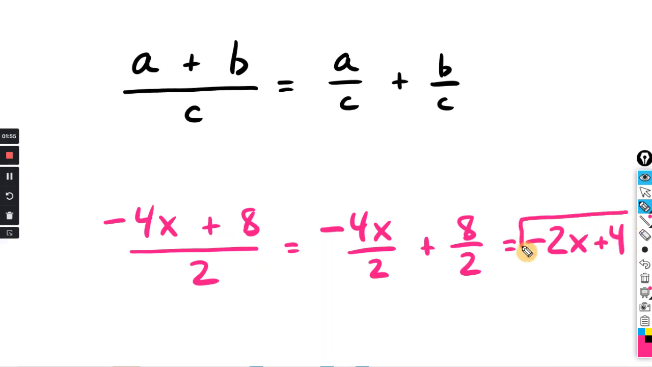All right. Now, you don't have to write this out into two steps. We could have went right from here to here. Negative 4x divided by 2 and positive 8 divided by 2 would have given us that answer. So just remember that for this exercise.